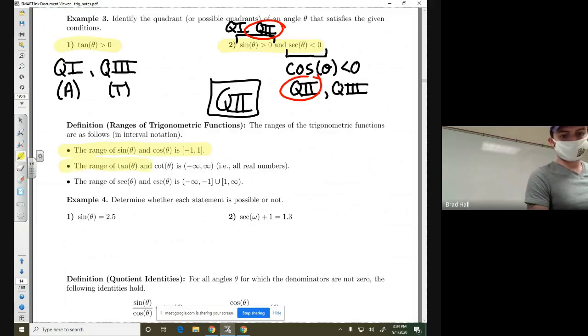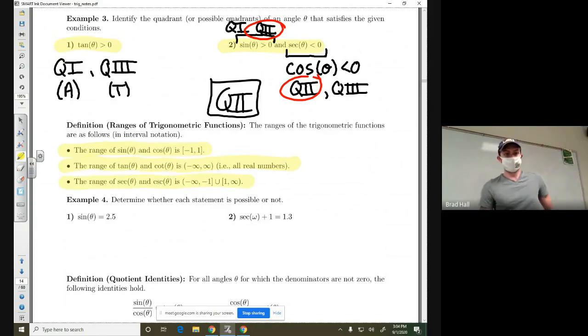Tangent and cotangent, their outputs can be anything. So there's no way we can contain that. And then secant and cosecant pretty much say, well, we can be any number, just not one of those really small decimals. So basically sine and cosine switch out with secant and cosecant. So in other words, the values for secant and cosecant cannot be between -1 and 1.